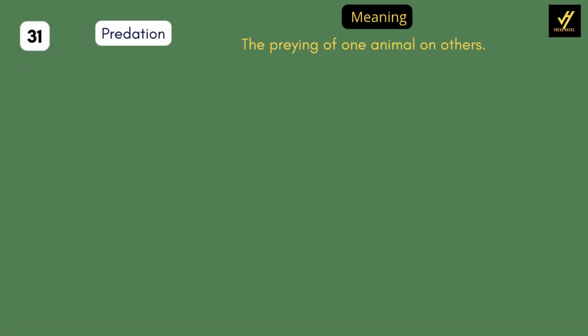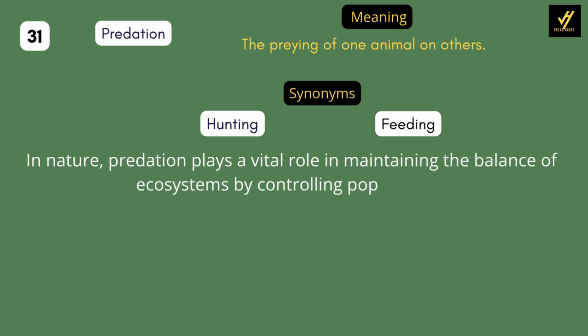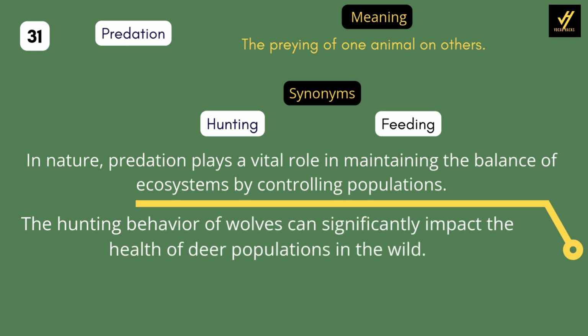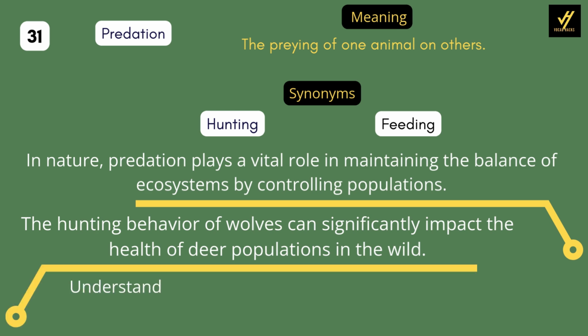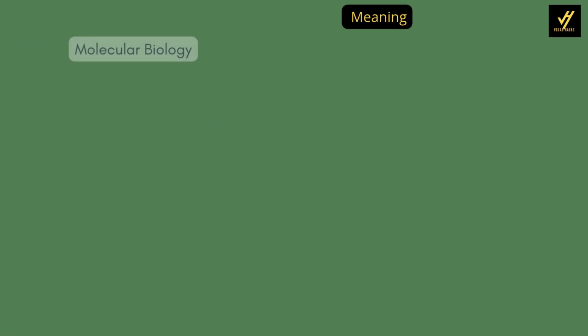Predation, the preying of one animal on others. Hunting, feeding. In nature, predation plays a vital role in maintaining the balance of ecosystems by controlling populations. The hunting behavior of wolves can significantly impact the health of deer populations in the wild. Understanding feeding relationships helps ecologists study food webs and the dynamics of animal interactions.